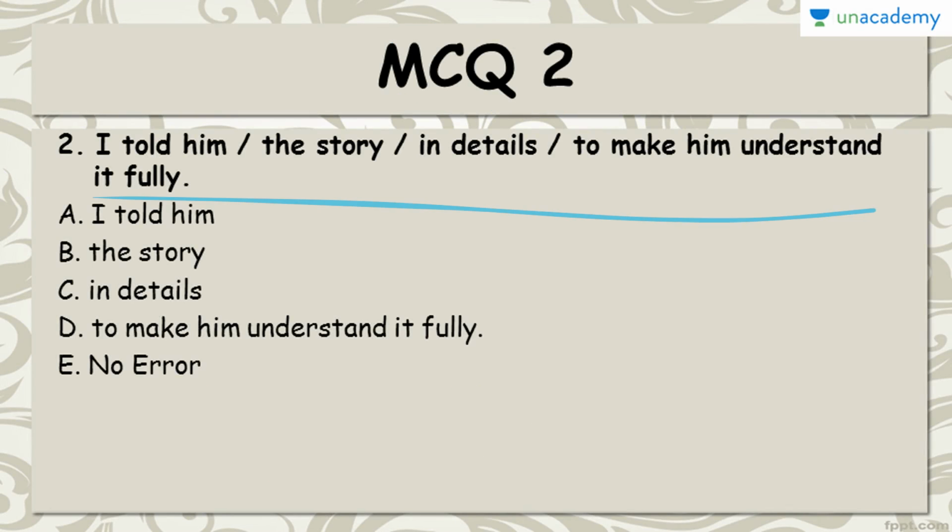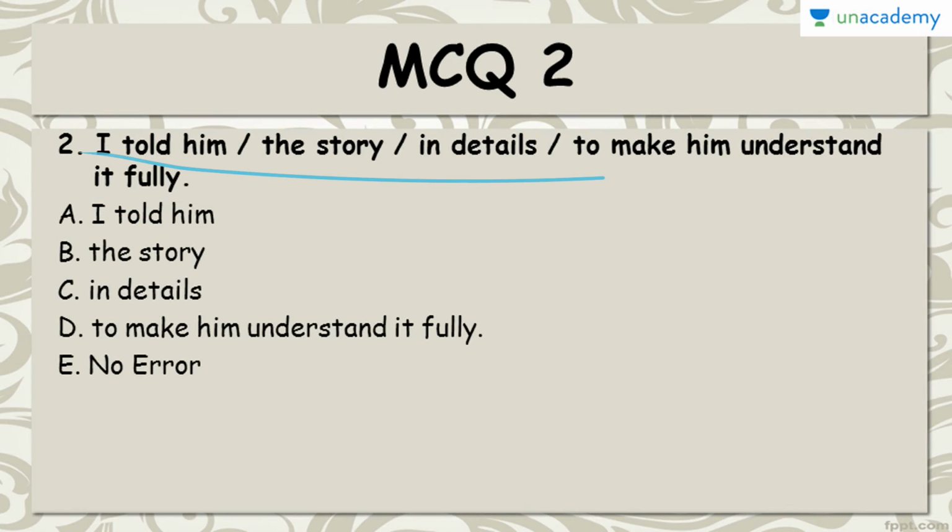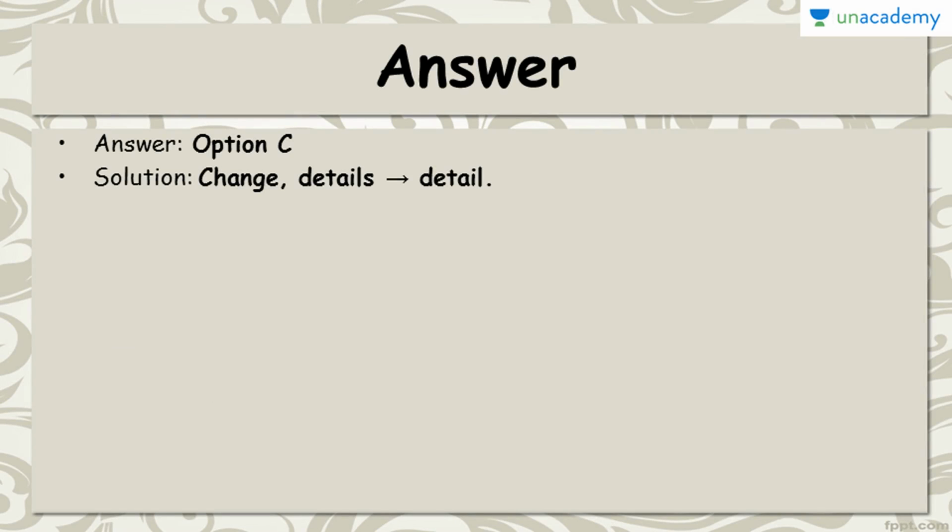MCQ second, we have this error one. I told him the story in detail to make him understand it fully. If you have any error in parts A, B, C, D, mark them. If there's no error, mark E as your correct answer. And the right answer to this MCQ, it's option C, that is change details into detail.